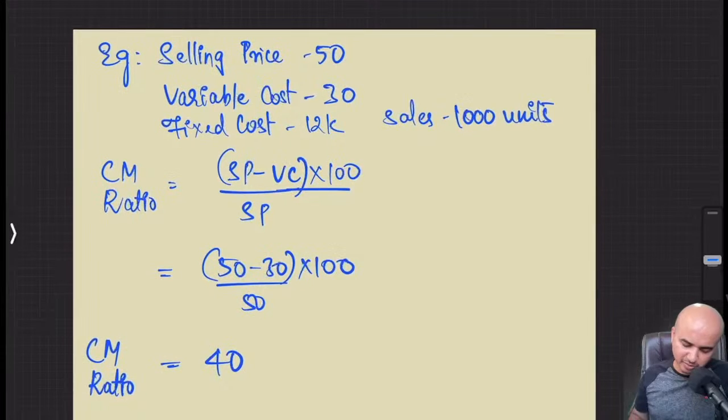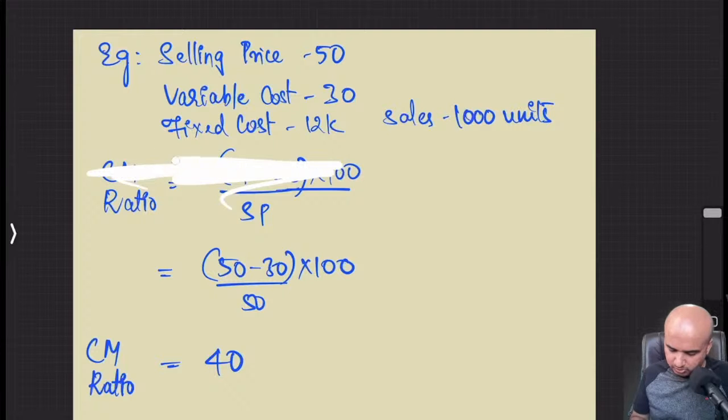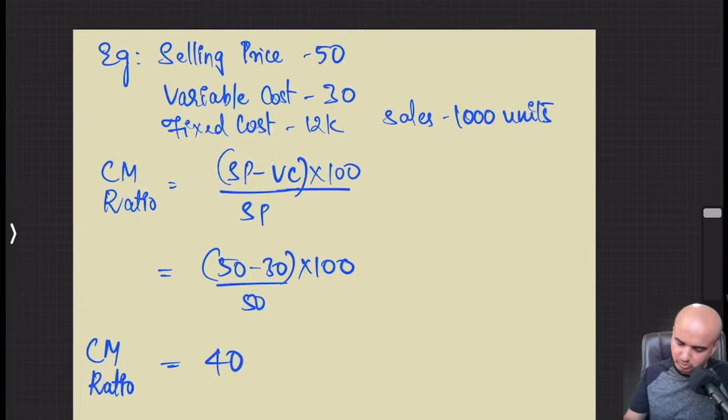Again, there is one more example. Let us look at this. Selling price is 50, variable cost is 30. So that is what we need here. Selling price minus variable cost. In our case it is 20. So that 20 is nothing but contribution basically.